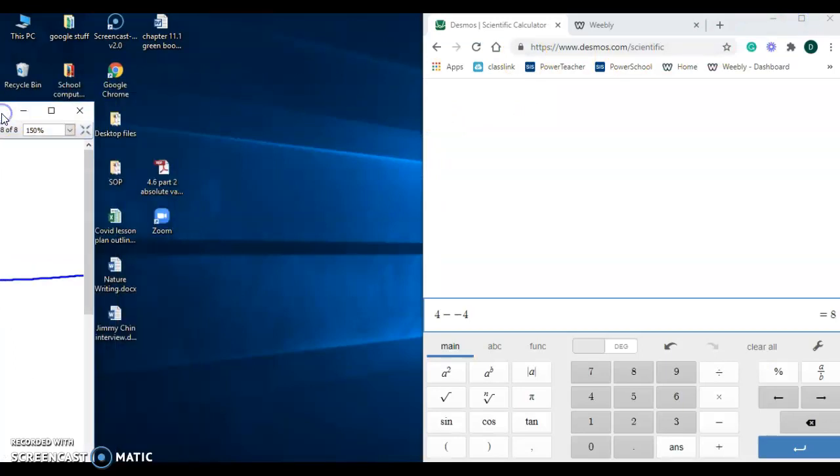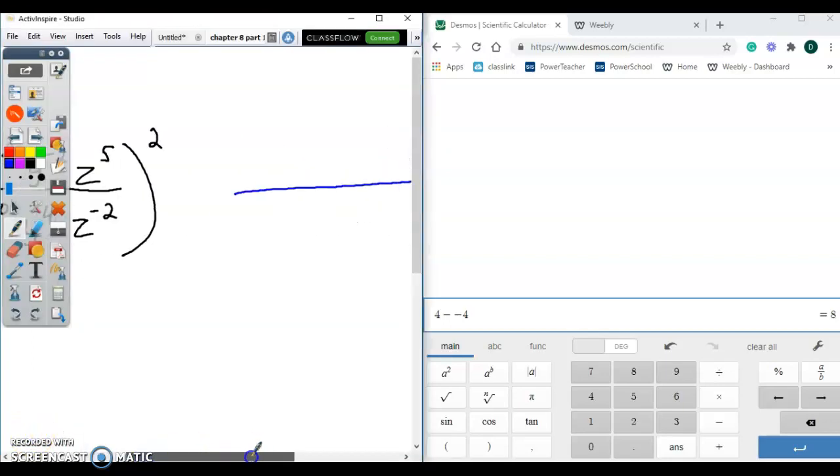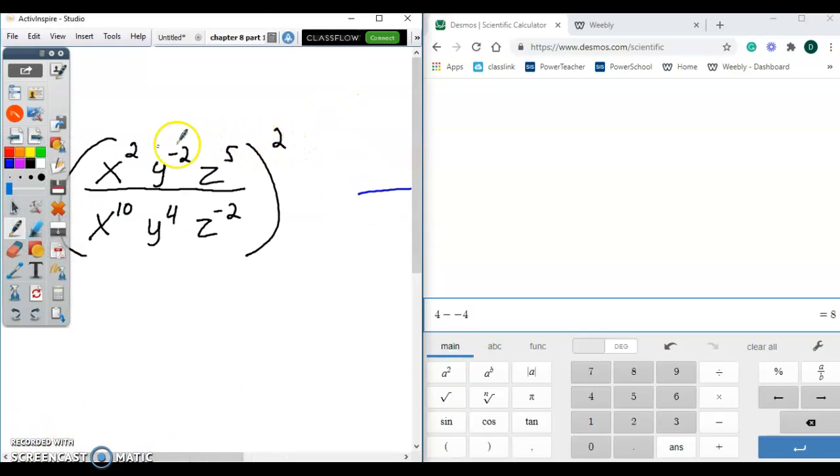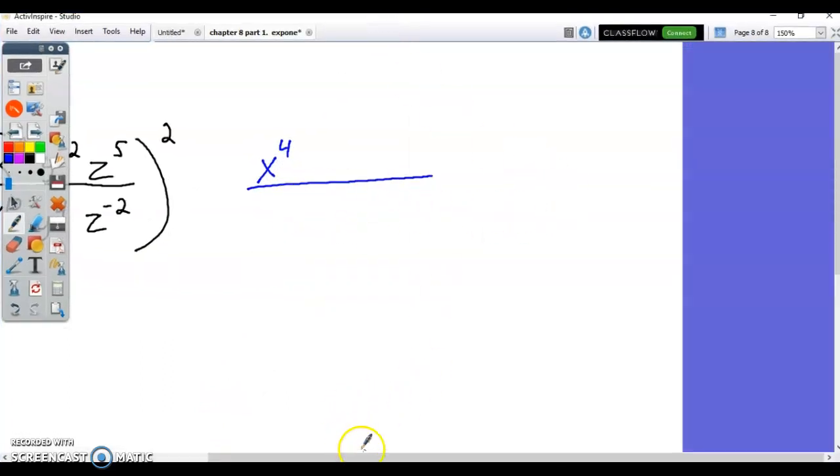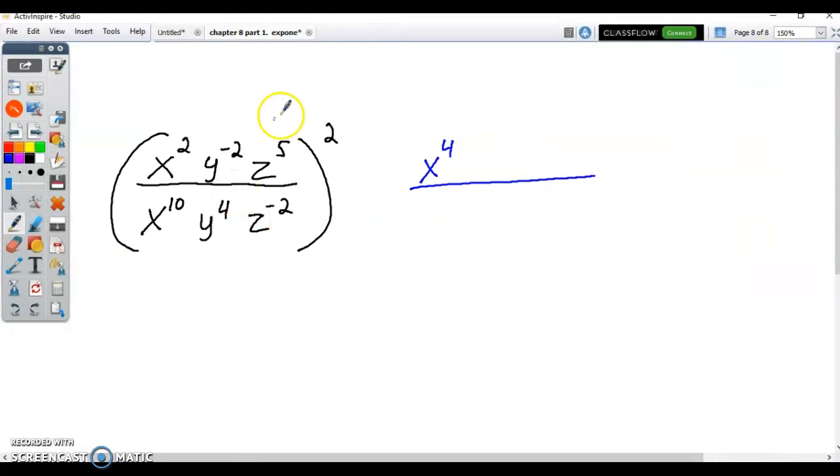So again, if you're not comfortable with the math yet, make sure you're using your calculator. So 2 times 2, we know that's 4, right? 2 times 2 would be 4. So that's going to be x to the 4th on top. I would assume that you guys are going to use calculators. I'm just going to do it in my head. Okay, this y is going to be negative 2 times 2. When you type that into your calculator, you'll get negative 4.